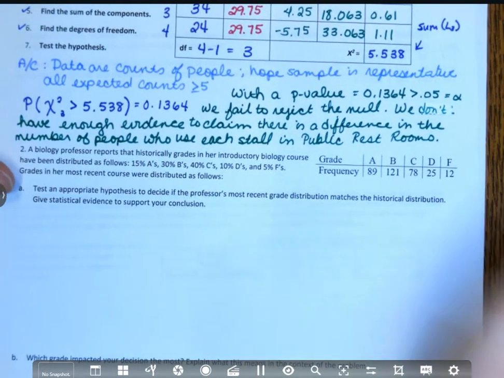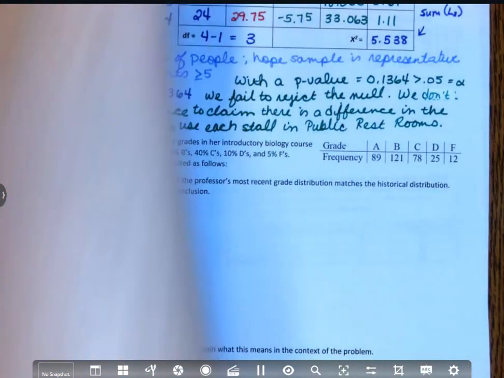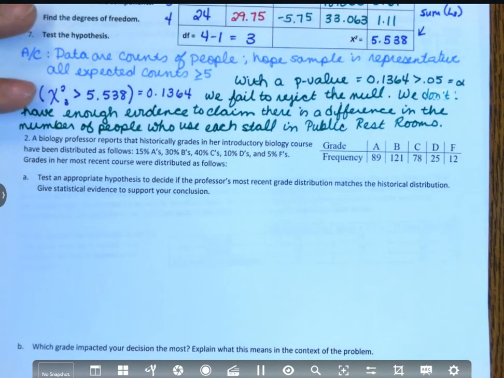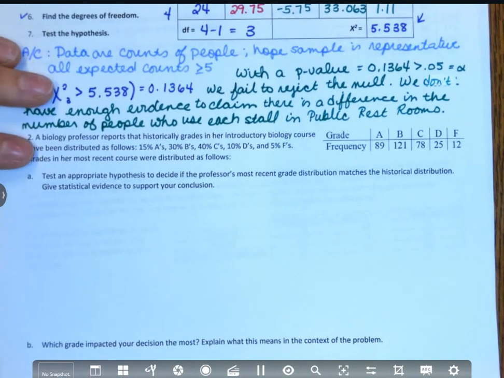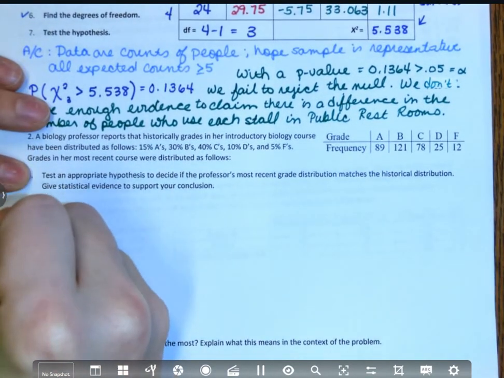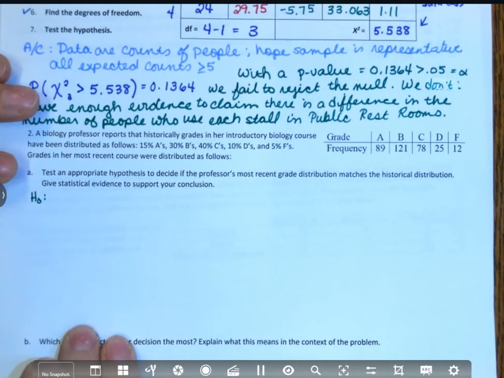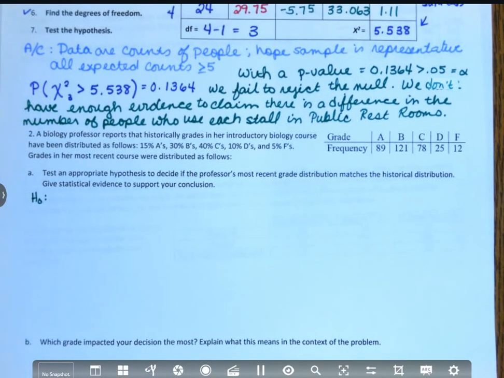All right, so looking at this problem. Let's start with the null hypothesis. What would the null hypothesis here be?